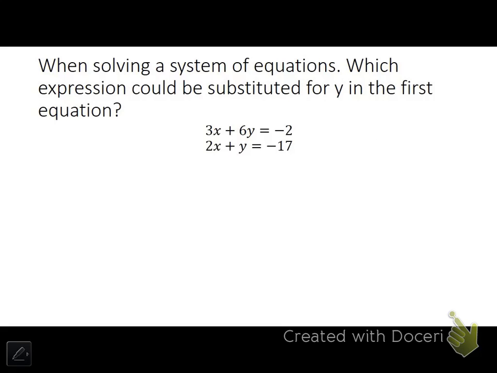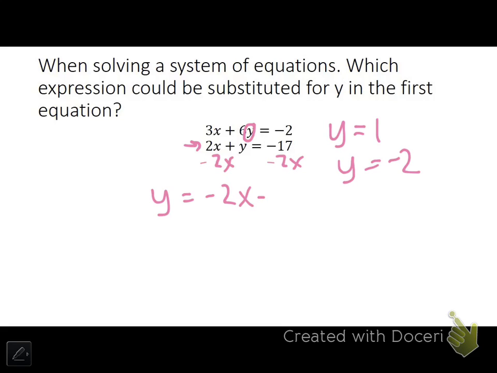Okay, when solving a system of equations, which expression could be substituted for y in my first equation? If I have y equals 1, well, we'd substitute 1 in. If I had y equals -2, -2 would be substituted in for y. So this one, we have to get y by itself in my second equation. So let's subtract 2x. So y would equal -2x minus 17. This can then be substituted in for y into my first equation, which is what I was trying to find.